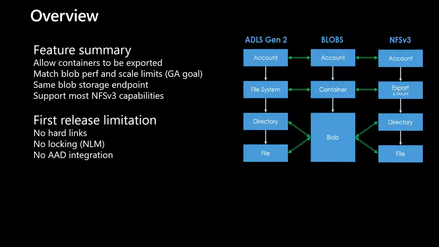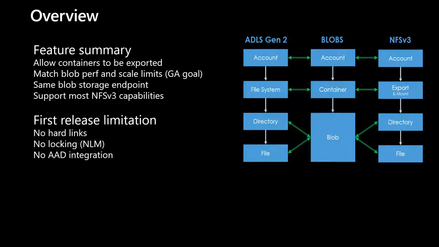Now, in the first version of this solution, we want to match the perf and scale of the block blob container or storage account. So the same petabyte scale that we support today, the same gigabit per second that we support today, that's what we're aiming for in our GA release of that product.